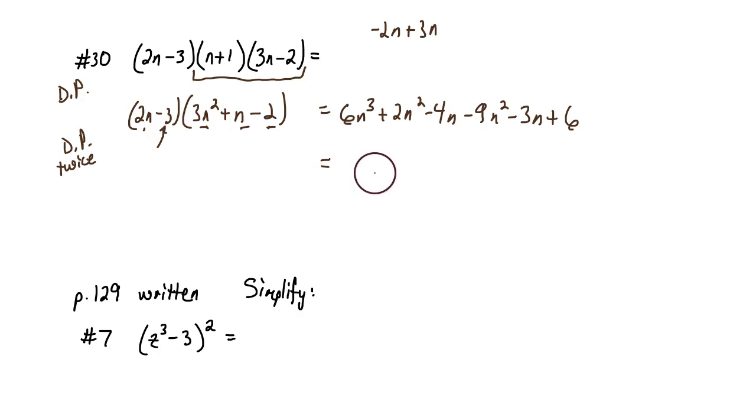Let's look for combining like terms. We've got our 6n cubed at the beginning. It's our highest degree term. Now look at the n squareds. 2n squared minus 9n squared. It's negative 7n squared. Now look at the n terms. Negative 4n and negative 3n. That's negative 7n. And our constant is the plus 6.